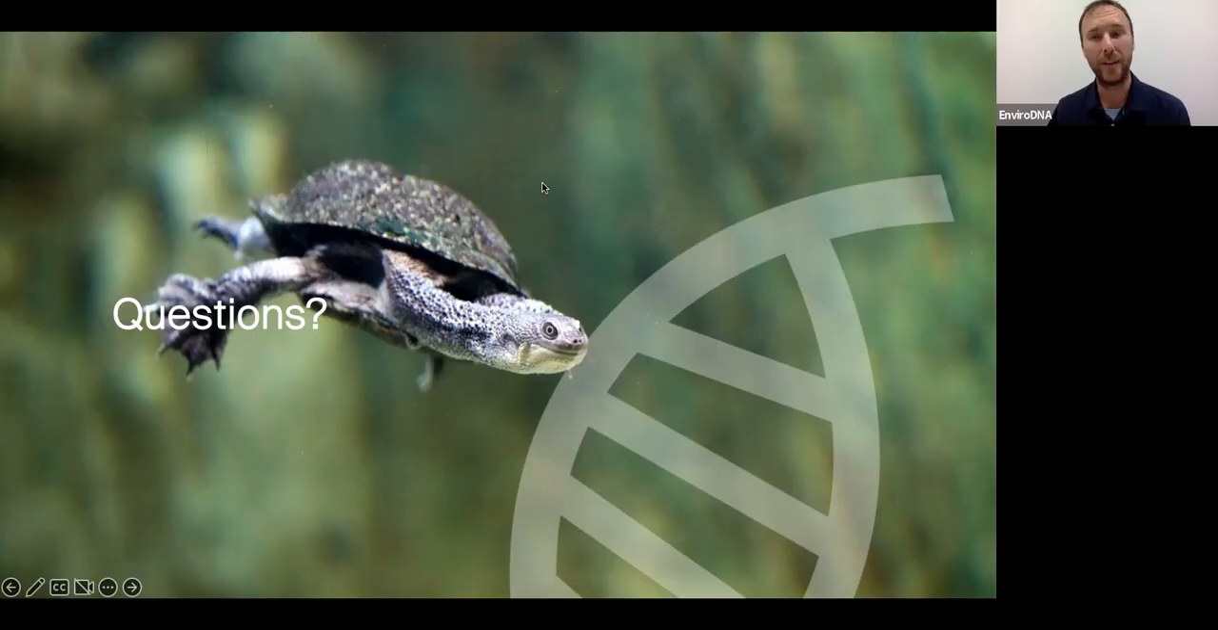But again, I know that they're mobile. So I would say at a site level, that's not really important. If I get negative results over a number of sites along a waterway, then I've got good confidence that they are absent from that waterway.